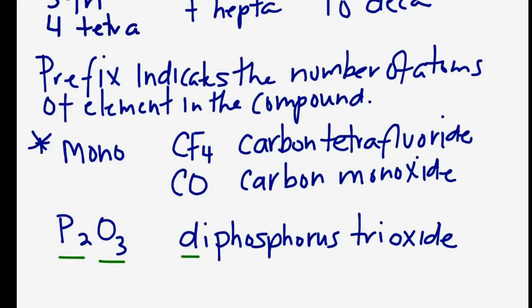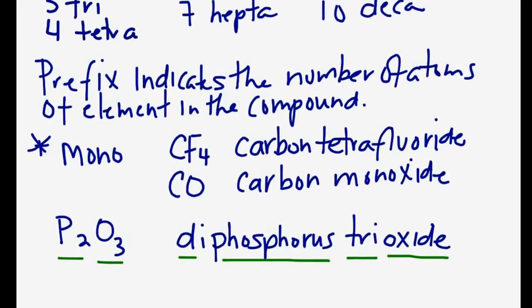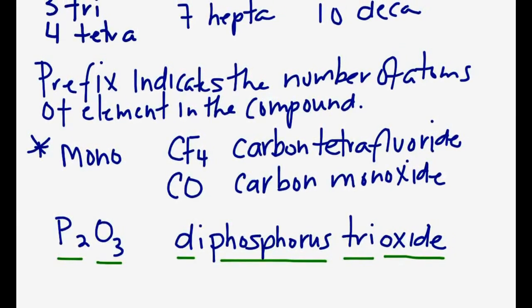So di for 2, phosphorus, the name of the first element, tri for 3 oxygens, and because oxygen is the second element, we change the ending to IDE. So if sulfur is the second element, it becomes sulfide. Chlorine, chloride.